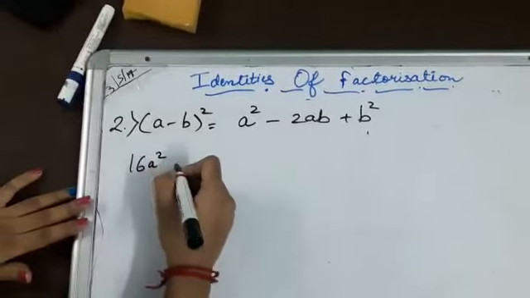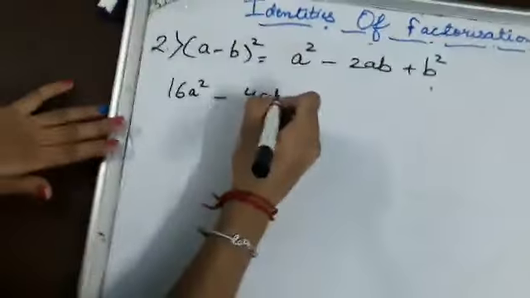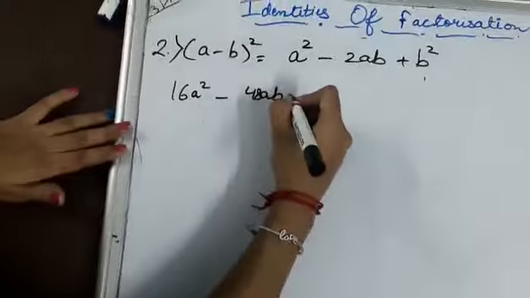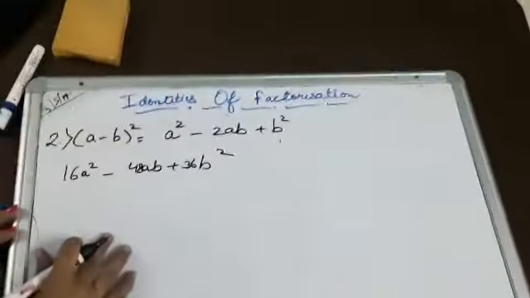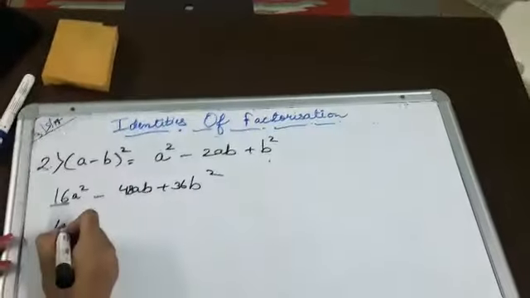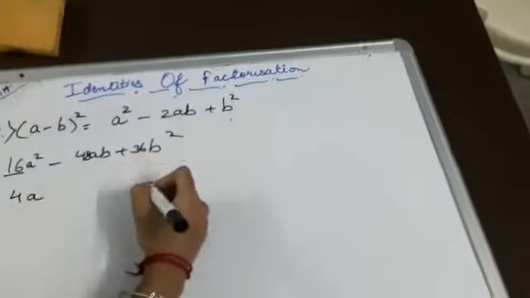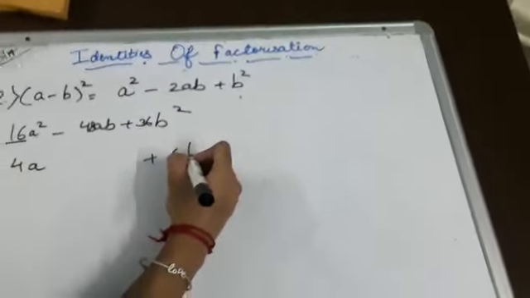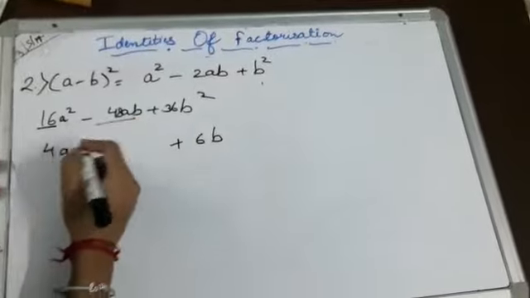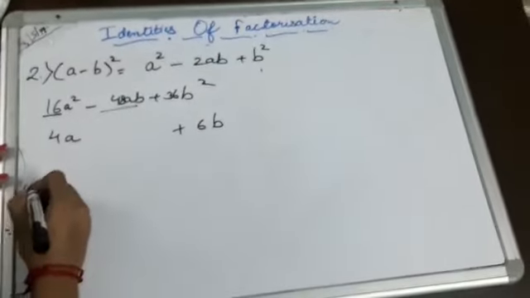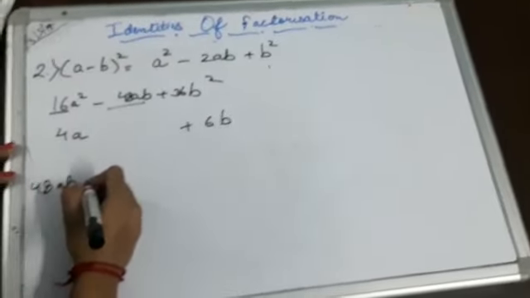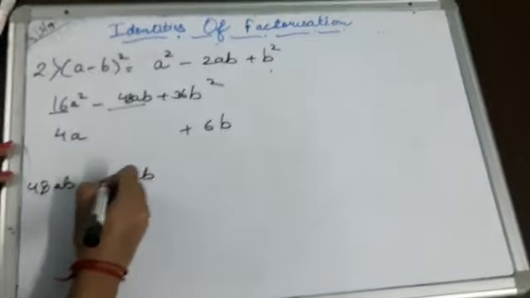16a square minus 48ab plus 36b square. In this, what is the square root of 16? That is 4. What is the square root of 36? That is 6. How do we write 48ab? 2ab. We have to write 2ab. So how do we write 48ab in 2ab form?